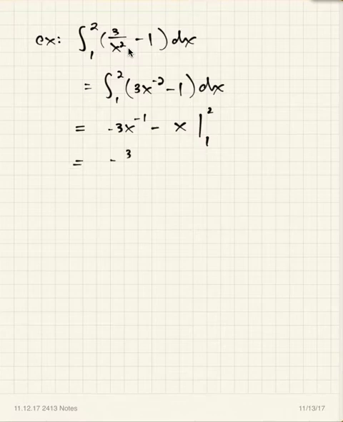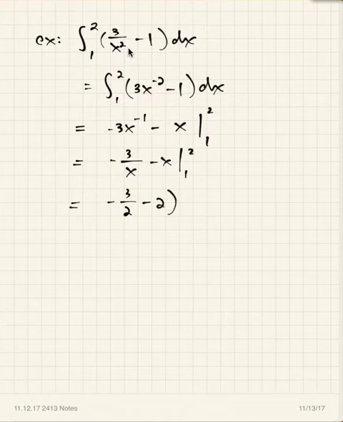So this would be negative 3 over x minus x from 1 to 2, and then you would evaluate this. I would get rid of the negative exponent to evaluate this integral. So this would be negative 3 over 2 minus 2. There's our upper limit, minus the lower limit, which would be negative 3 over 1 minus 1, like that.